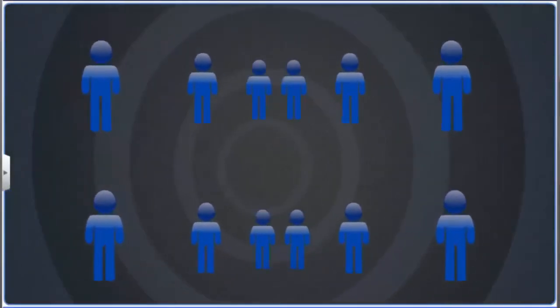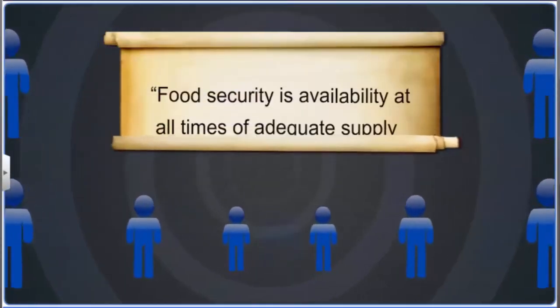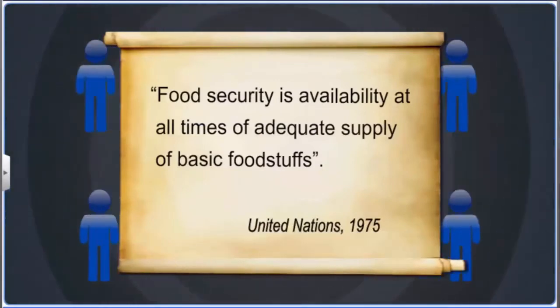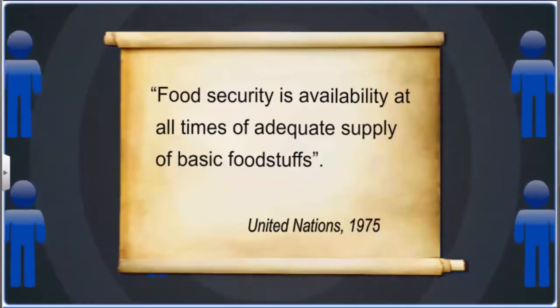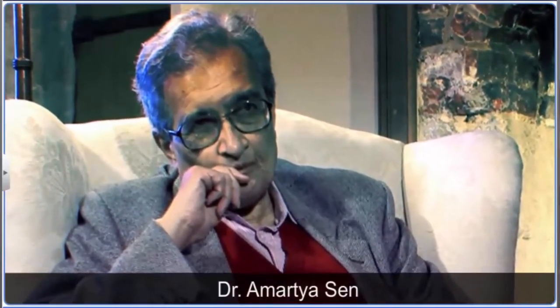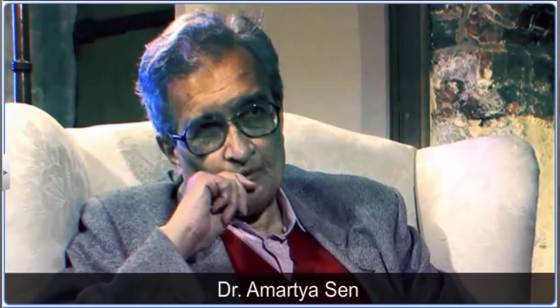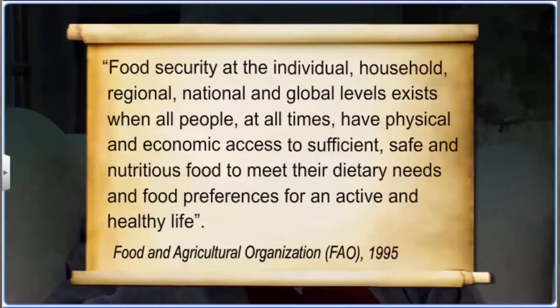The definition of food security has changed over time. In 1975, the United Nations defined food security as availability at all times of adequate supply of basic foodstuffs. Nobel laureate Amartya Sen from India applied the factors of accessibility and affordability to food security. Accordingly, after the World Food Summit in 1995, the Food and Agricultural Organization of the United Nations revised the definition of food security that you see here.